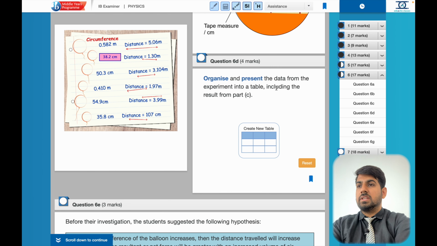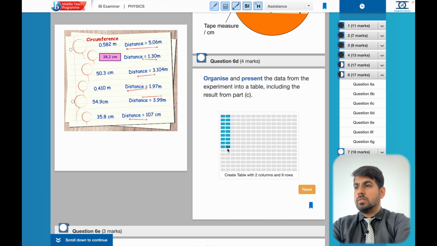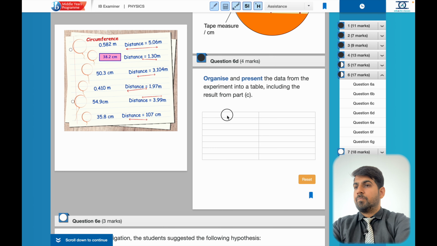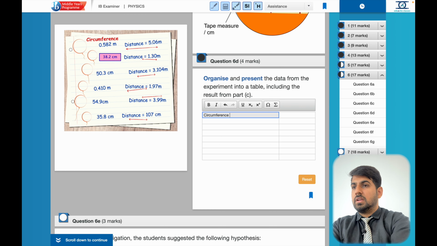Now we have to organize and present the data from the experiment into a table, including the result from part C. So when you are making a data table, organizing and presenting means you have to organize in either increasing or decreasing order. So I will make, how many data are there, 3 plus 3 is 6, and 1 for the head column, so I will take 7 rows. What I will write down here is my independent variable, which is my circumference, and in bracket I will write the unit, centimeters. This will be my distance, and this distance I will write down in meters.